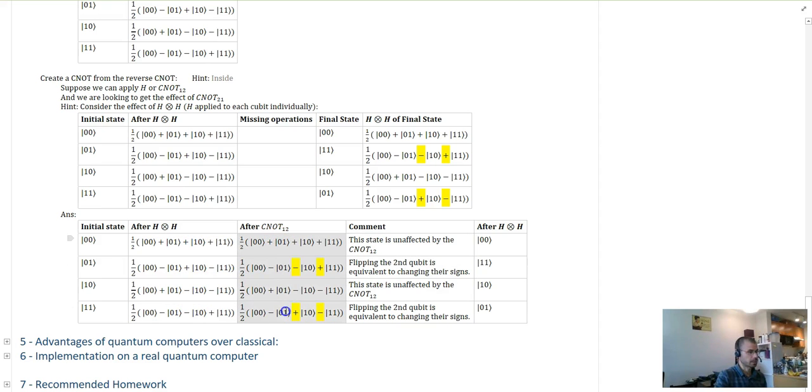Then we do apply C0, 1, 2, which switches those signs. And so now we recognize that if we apply a double Hadamard again, we're just going to get back to these, right? Because essentially this is now the same as that, and this is the same as that. Cool. Now, is this intuitive for you?